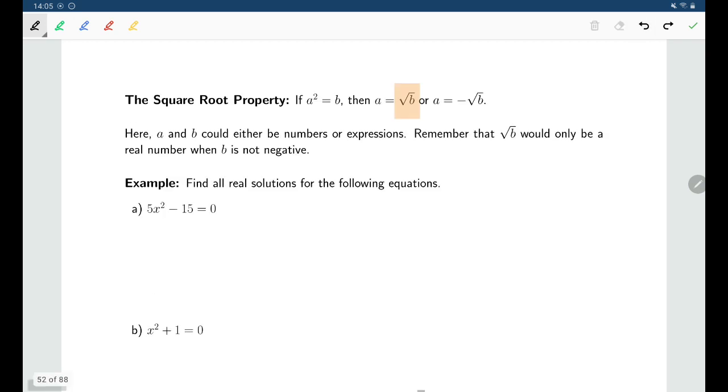If it turns out to be negative, so for example, if we had x squared equals negative 12, then I wouldn't say that it's the square root of negative 12 for our answer, because that's not a real number. There's no real number that when I square it would give me a negative. Any number when you square it would give me a positive, so something like this would have no solutions.